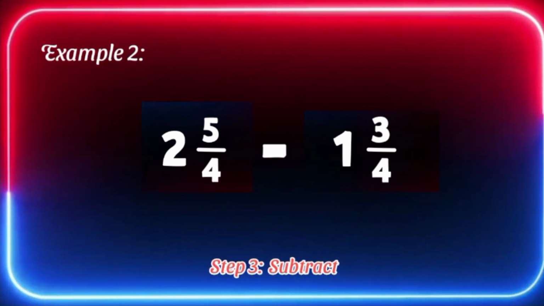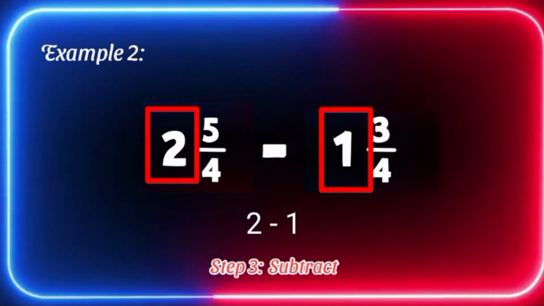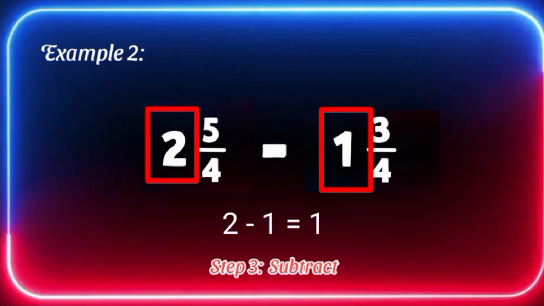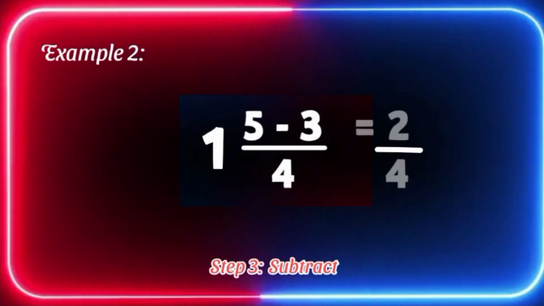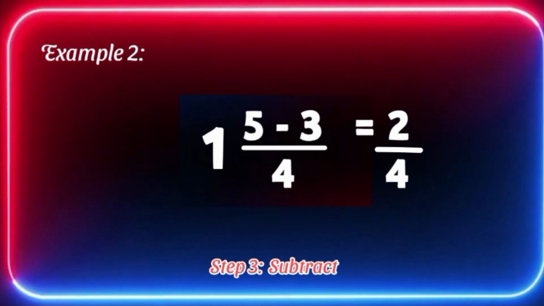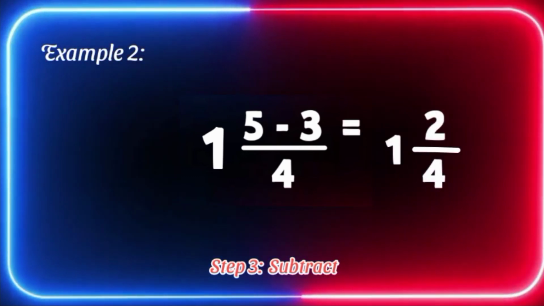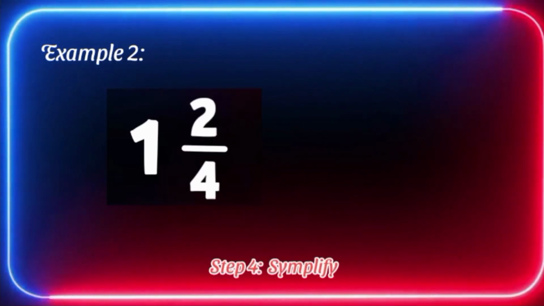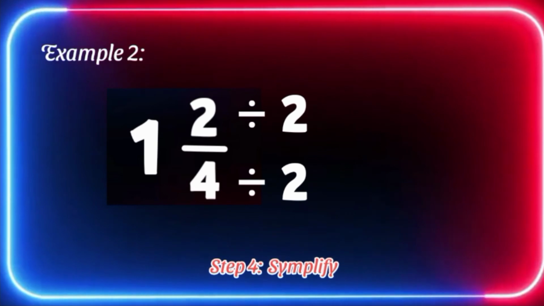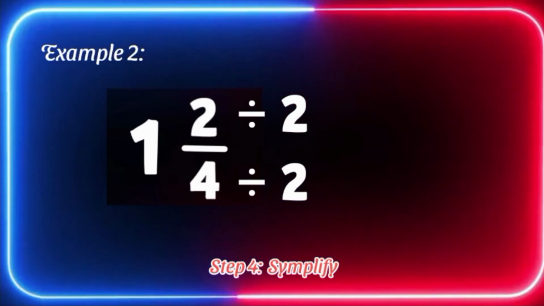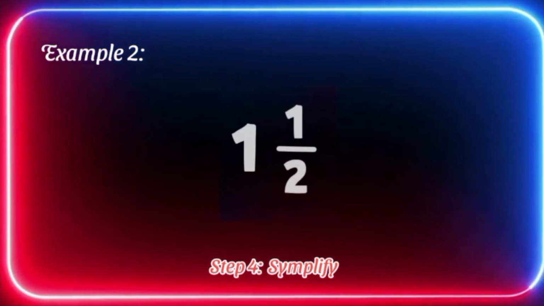First, let us subtract the whole number part, which is 2 and 1. So 2 minus 1 is equal to 1. Then subtract the numerators, which is 5 minus 3 equals 2. Then copy the denominator, which is 4. Now the answer here is 1 and 2/4. Since we can simplify 2/4 by dividing both numerator and denominator by 2, the final answer will become 1 and 1/2.